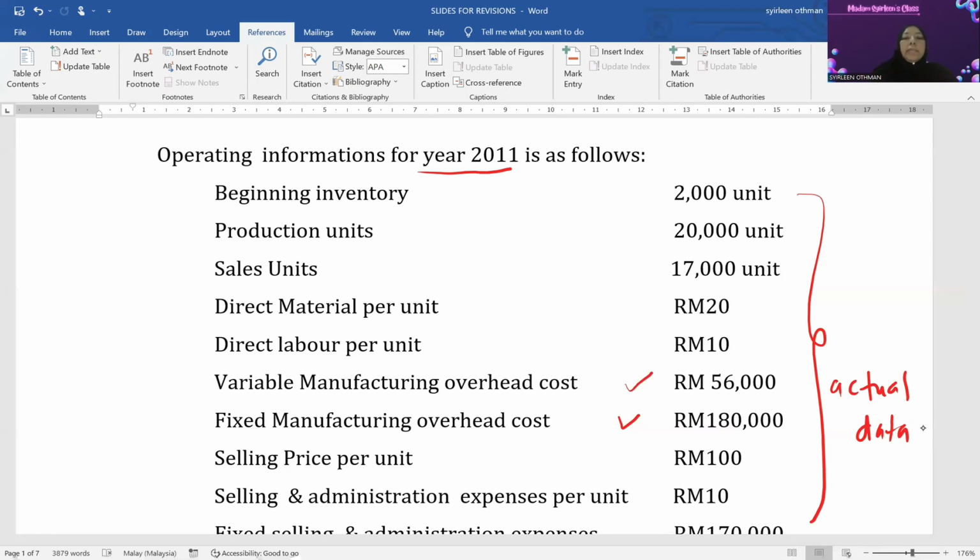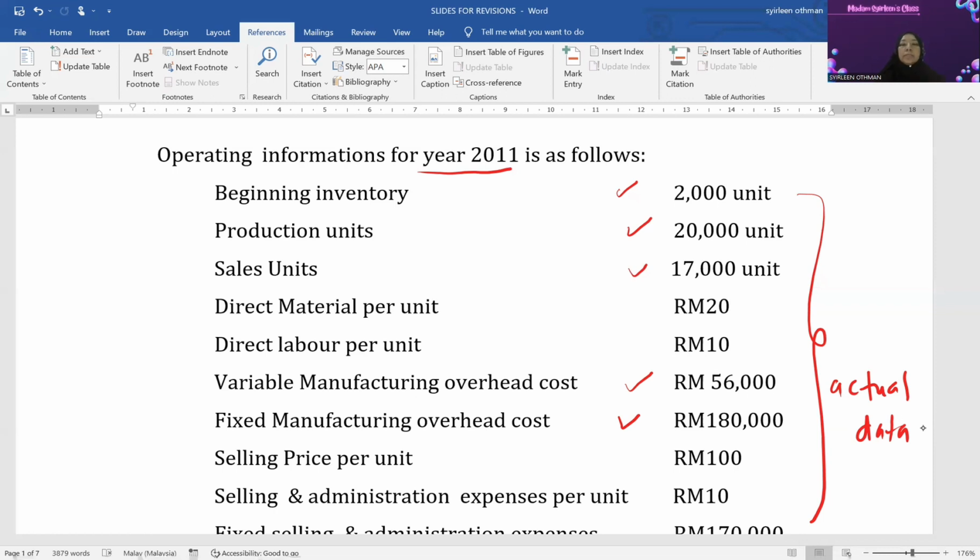Okay, so you have the beginning inventory, 2,000 units. The production units is 20,000 and the sales unit is 17,000. So many people will think ending inventory is actually 0. It's not 0, because you have the beginning inventory of 2,000, and then you produce 20,000. That makes you with a total of 22,000 units of goods in hand, and then you sold 17,000 units. That means we still have a balance with us, right? So that balance is actually your ending inventory.